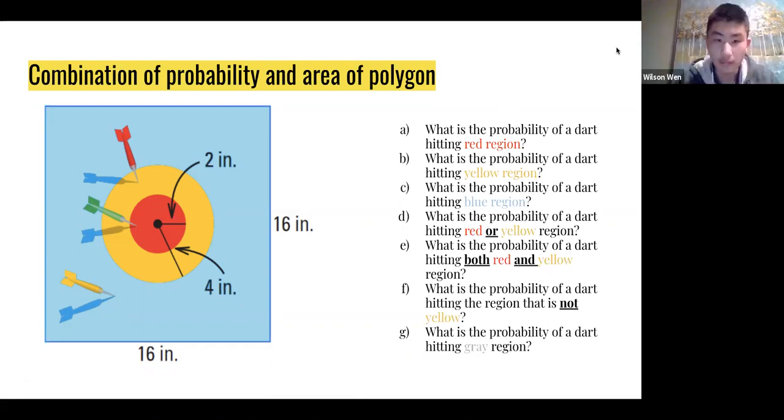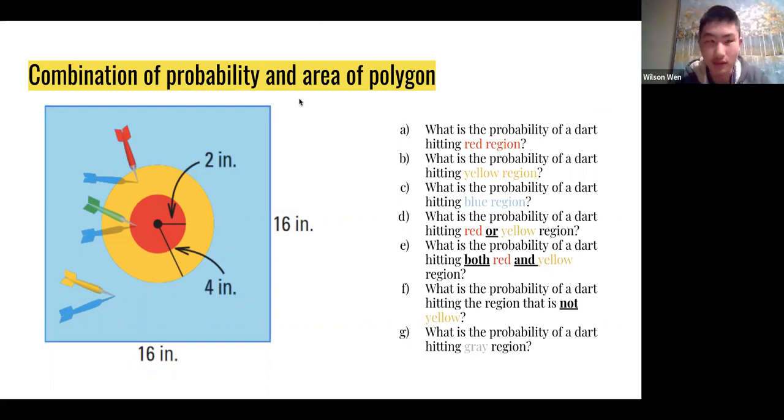All right. So what is the probability of the dart hitting the red region? So basically for this one, we need to combine our prior knowledge of the area of a circle in order to calculate. So then, the yellow circle, the big circle, has a radius of, actually my bad. We'll start from the square. So the square has a side length of 16. So let me just do the math real quick.